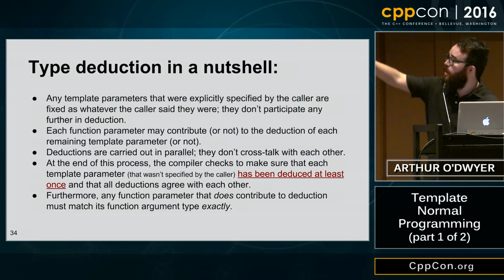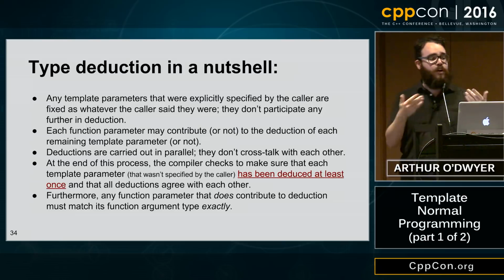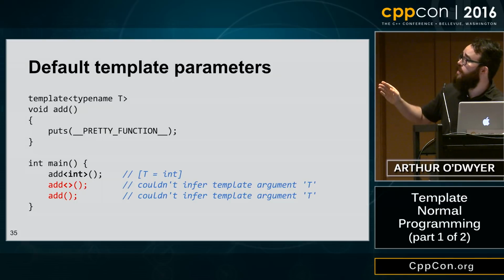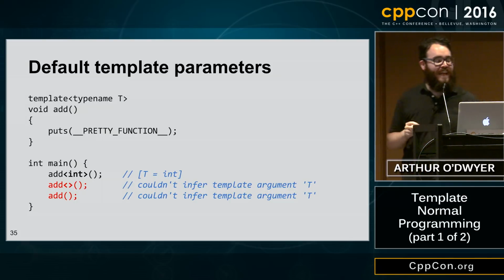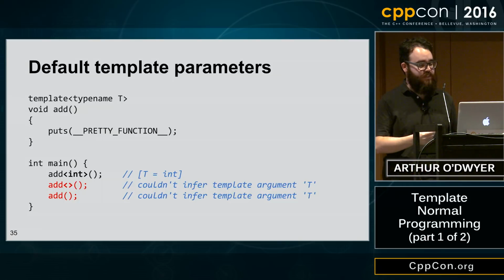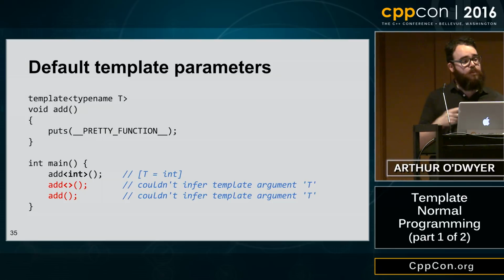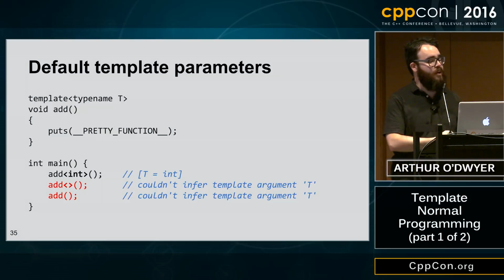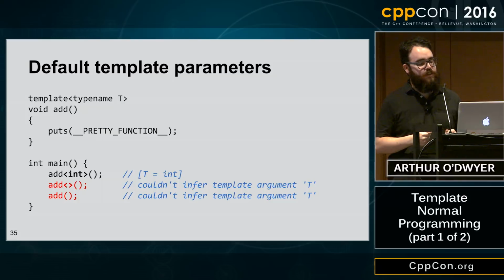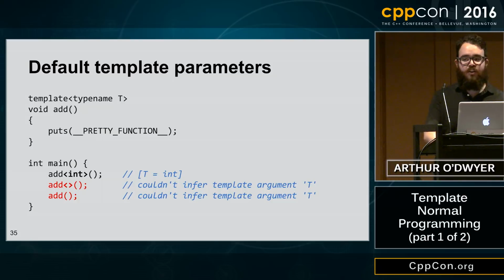Let's talk about this little red underlined bit. Remember, when we compare notes, we need to make sure that each template parameter has been deduced at least once. So if we have a case like this, here this takes no arguments at all. So t cannot be deduced. Fortunately, I can tell it explicitly that t is int in the angle brackets, and then it's perfectly happy and it works because it knows what t is. If I don't put anything in the angle brackets, or if I remove the angle brackets altogether, which is what you usually see in practice, then it doesn't know what t is, it can't deduce it. It says couldn't infer template argument t, and that's a hard error again.